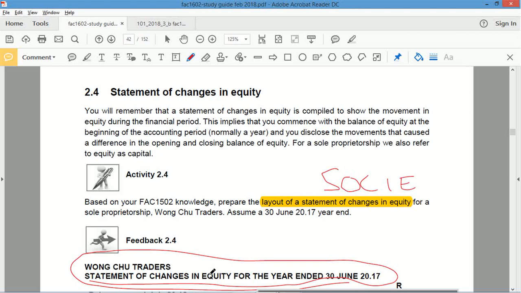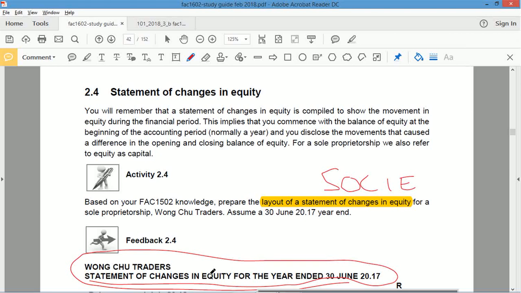Balance at the beginning of the year, let's say it's 100. Capital contribution, which is something additional, let's say that's 200. What else could you have? Drawings. Yes, so that'll be a negative, because you're drawing out of the company. Exactly. Drawings decrease the value of the business. Let's say drawings is 50.